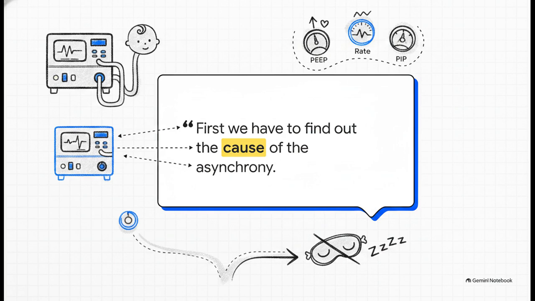Treat the cause, not just the symptom. You should never jump to sedation when the real answer is probably sitting right there on the dashboard in front of you. Tweak your PIP, adjust your PEEP, change your rate. Fix the underlying problem. Don't just mask it.